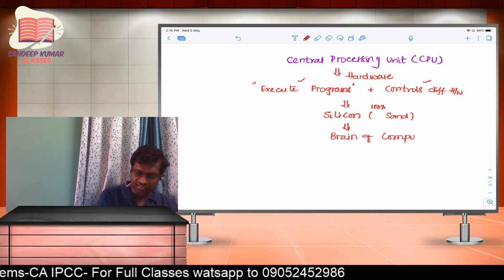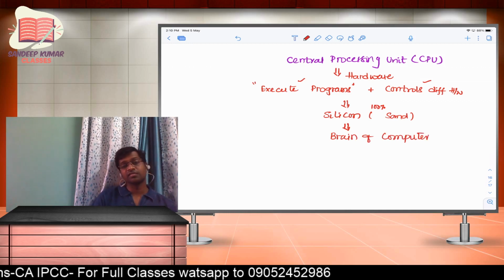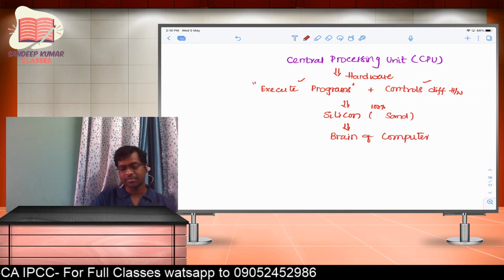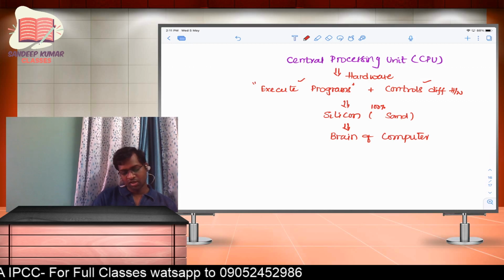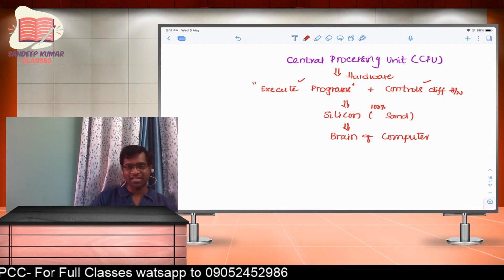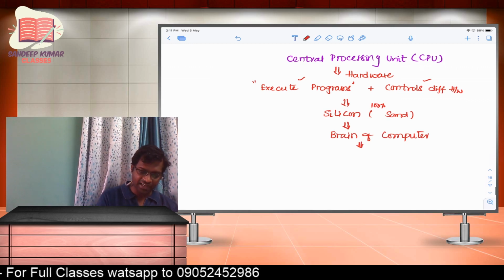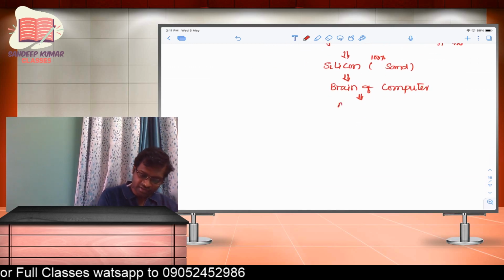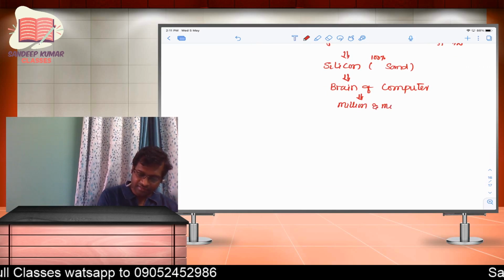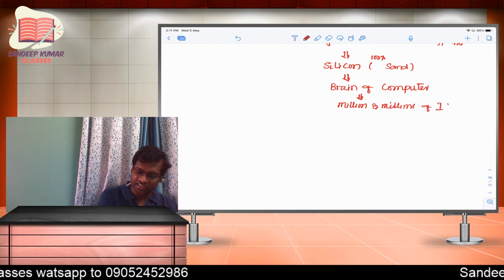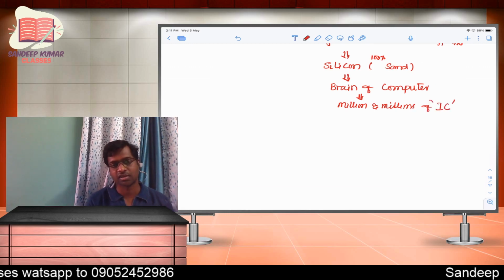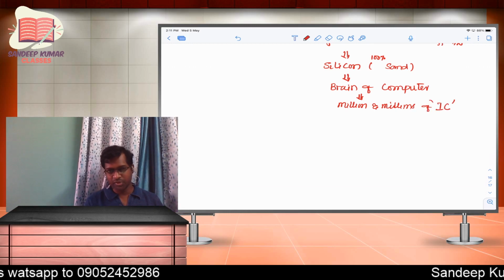We call the central processing unit the brain of a computer. This brain of a computer is manufactured from millions and billions of ICs. What is an IC? Integrated circuits. Even in our brain, we have a concept called a neuron.